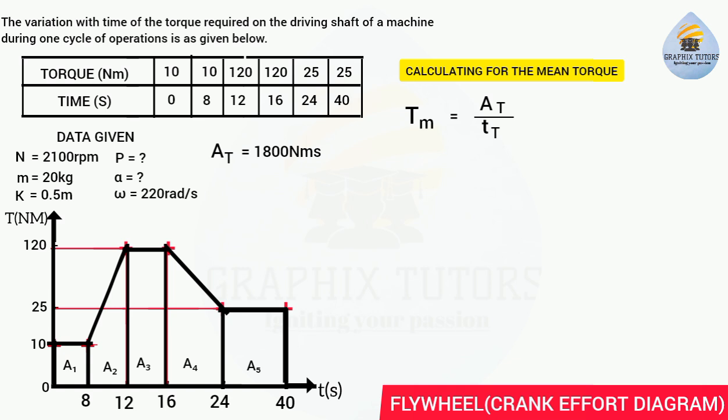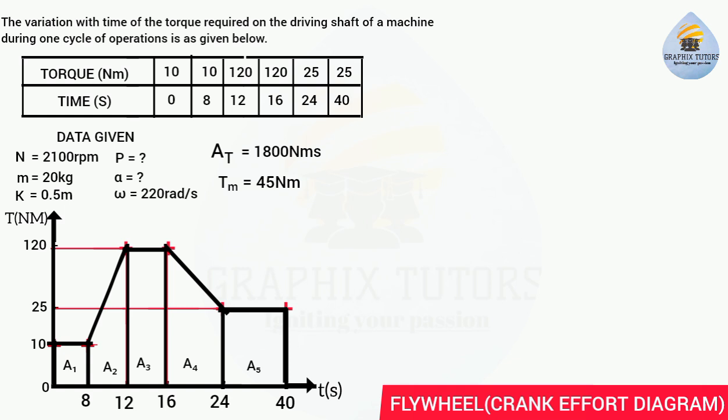The total area is given to be 1800 divided by the total time, which is 40. So 1800 divided by 40 will give us 45 Newton meter, and that is our mean torque, alright? So from here, we'll go back to our graph and discover that the 45 Newton meter is on the torque axis, right?